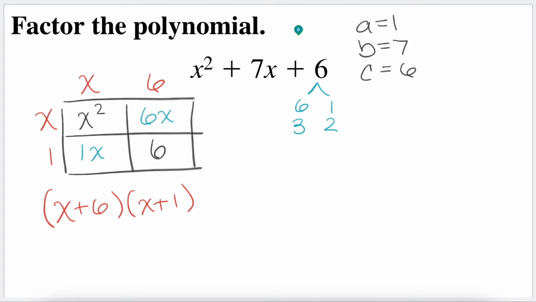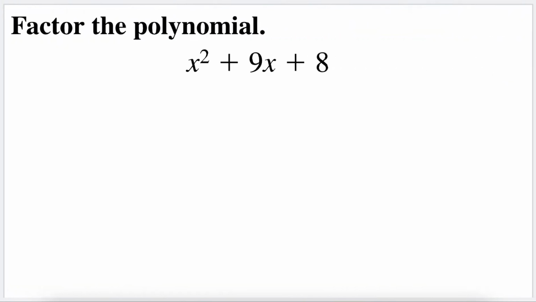So let's look at another example similar to this one. So here in this example, still we're in the form ax squared plus bx plus c. In this particular example, again, our a is 1, our b is 9, and our c is 8.